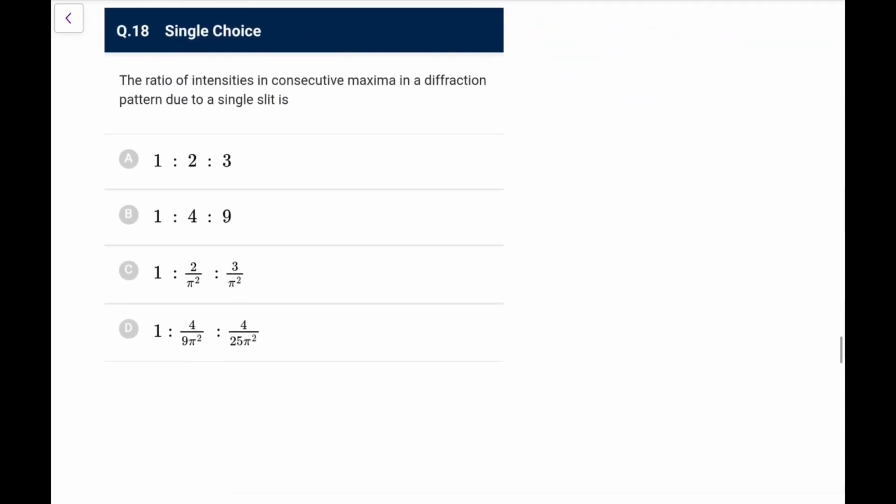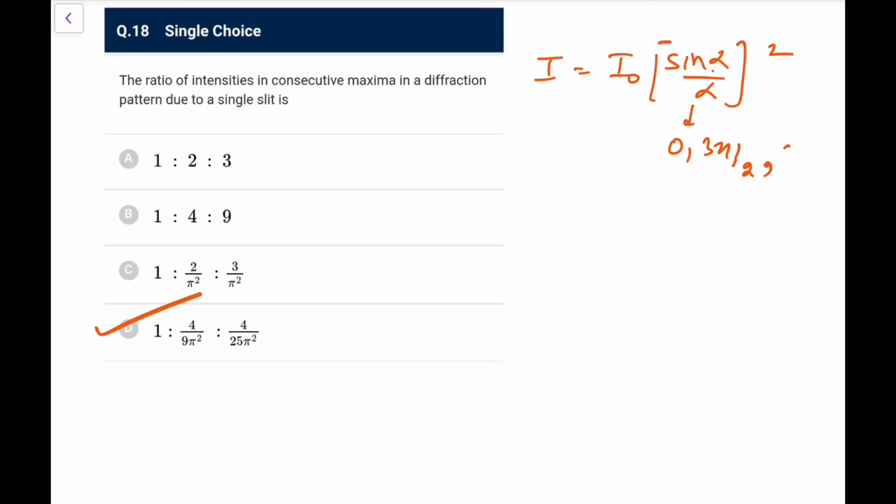Next one. The ratio of intensities in consecutive maxima in a diffraction pattern due to a single slit is, again, this is typically not asked, but if it is asked, this is the answer, because the typical expression is I equals I naught (sin alpha by alpha) whole square, which generally we don't use at our level, but we are left with no option here. For the consecutive maxima, first is sin 0 by 0, that would be exactly 1, then you will do sin of 3 pi by 2 upon 3 pi by 2, so that will be 2 by 3 pi, because sin alpha is maximum at 0, then at 3 pi by 2 here, and then 5 pi by 2 here.